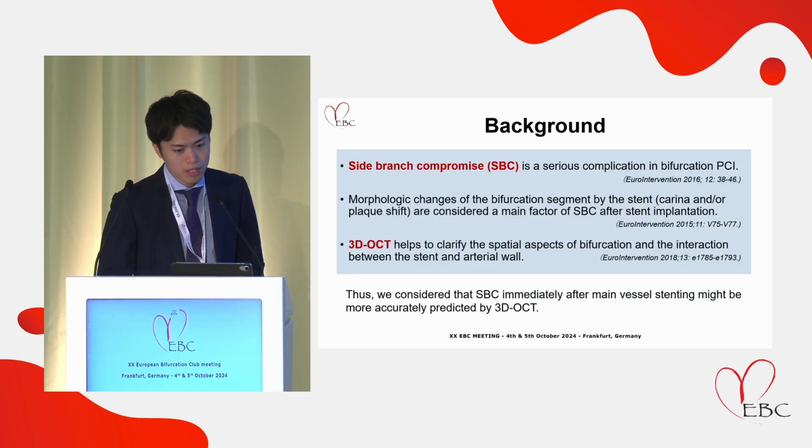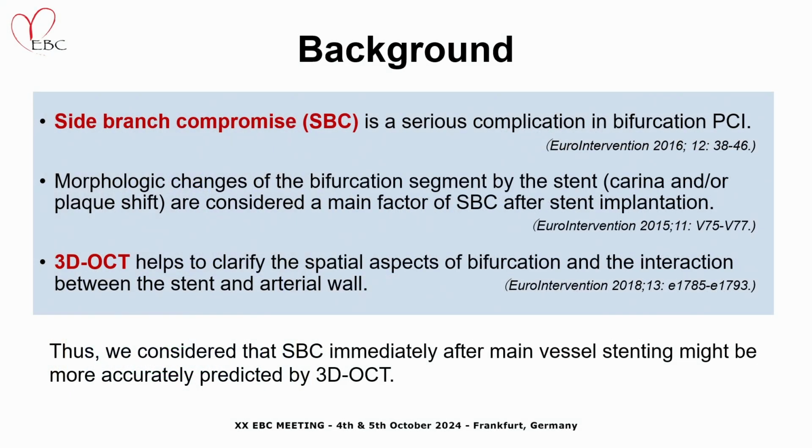Side branch compromise is a serious complication in bifurcation PCI. Morphologic changes of the bifurcation segment by the stent are considered the main factor of side branch compromise after stent implantation. 3D OCT helps to clarify the spatial aspects of the bifurcation and the interaction between the stent and arterial wall. Thus, we considered that side branch compromise immediately after main vessel stenting might be more accurately predicted by 3D OCT.